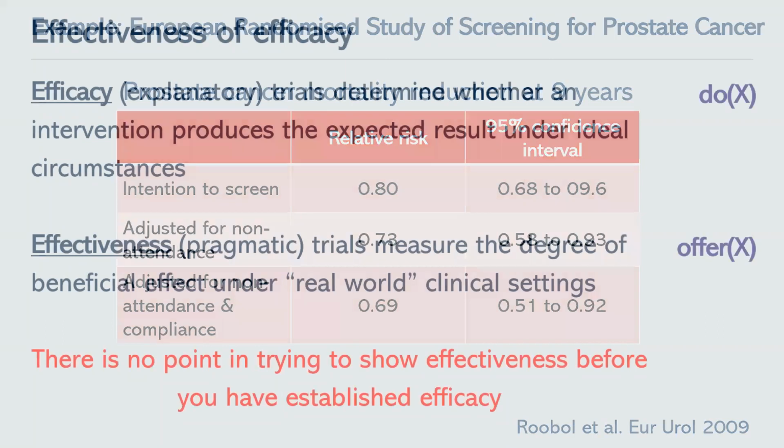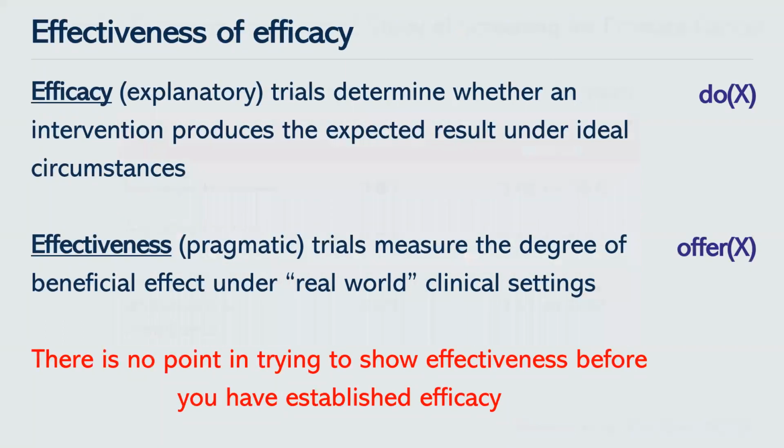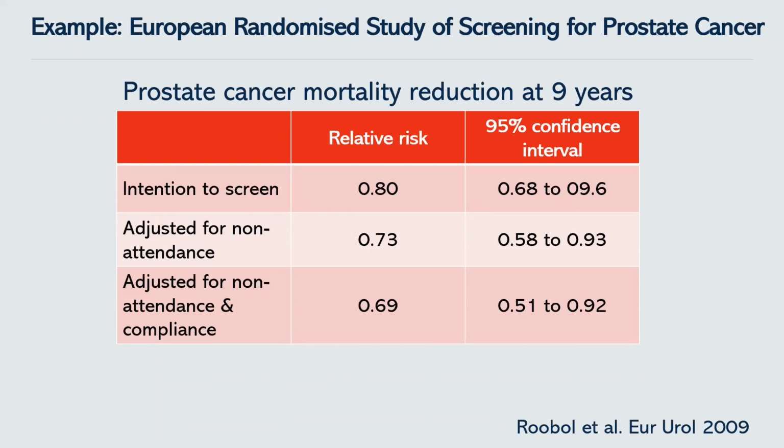This is the comparison of those two things in the European prostate cancer trial, looking at results at 9 years. Doing the intention to screen analysis, those randomized to the offer of screening versus those randomized to not, the relative risk was 0.8. If you adjust for non-attendance, it becomes 0.73. And if you adjust for both non-attendance and compliance, by which we mean looking at who had PSA testing in the control arm, then it becomes 0.69. And the confidence interval is slightly wider too.